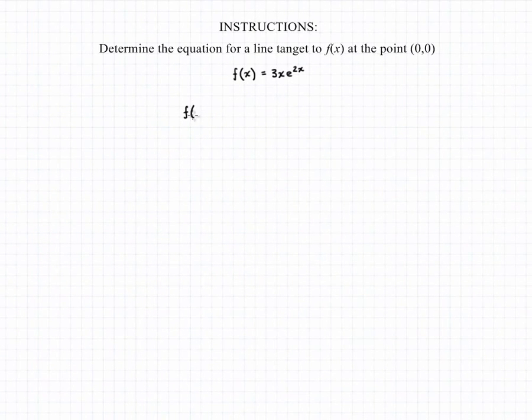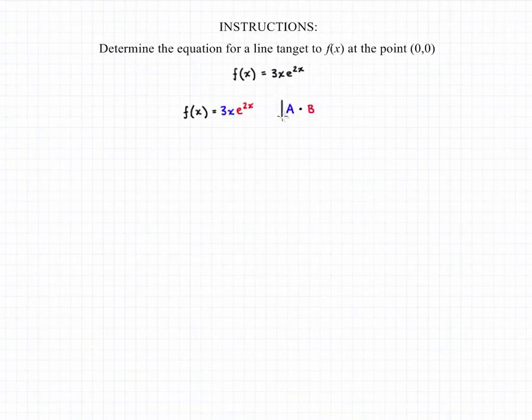We can begin this problem by identifying the two pieces of our function we're going to use to apply the product rule. So the first piece is 3x, and that's being multiplied by e to the 2x.